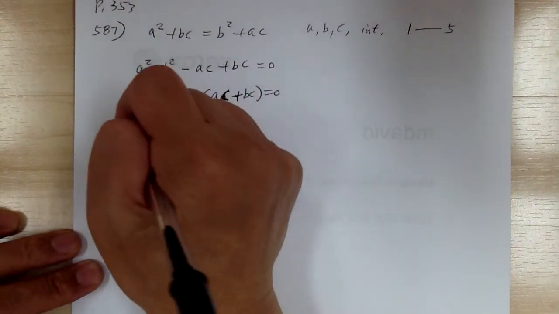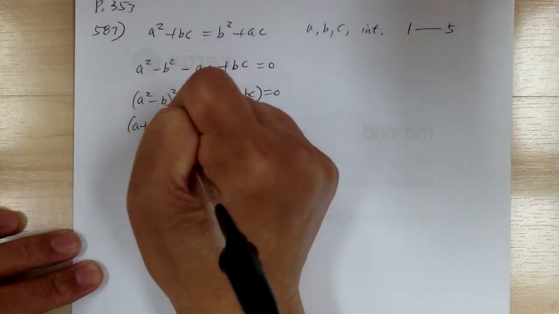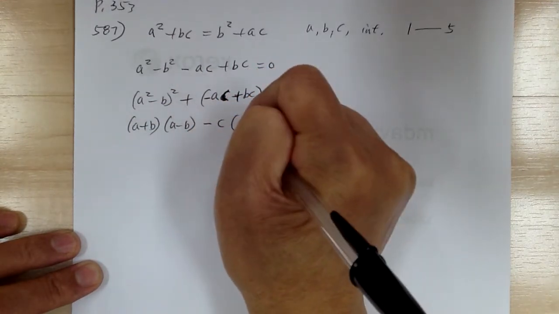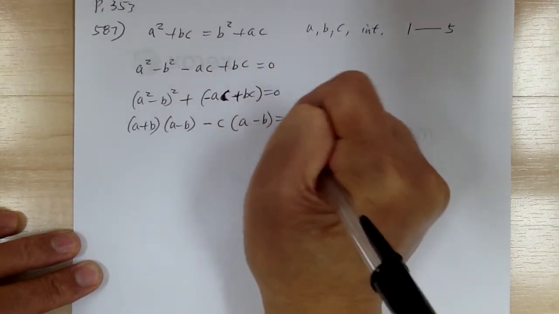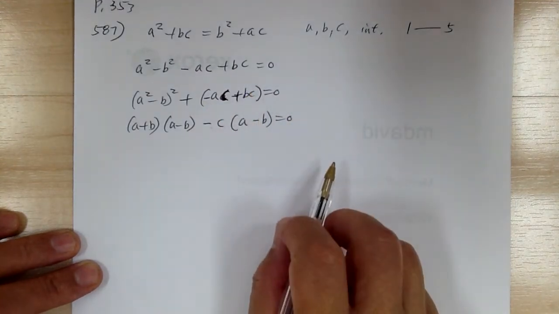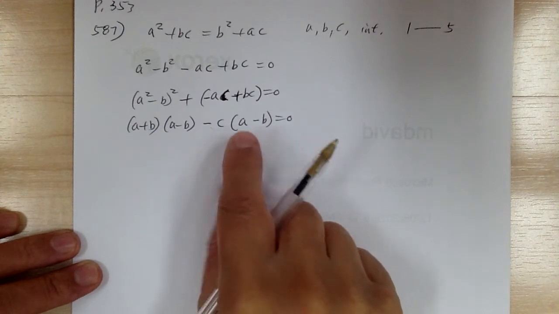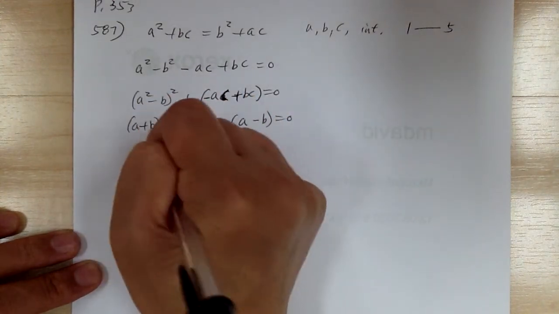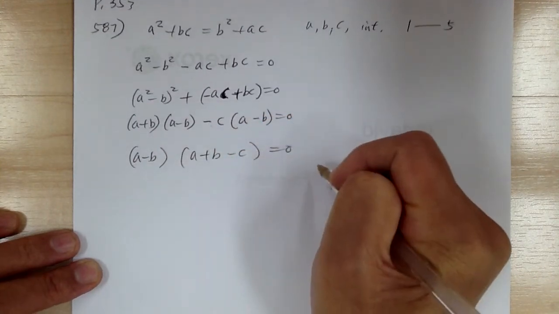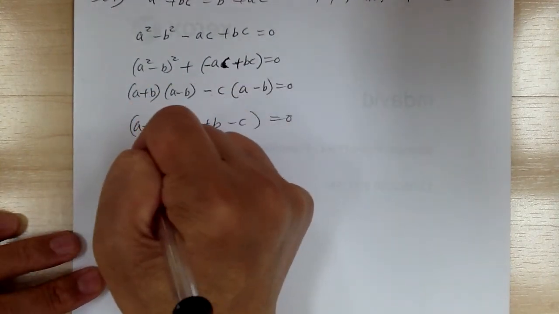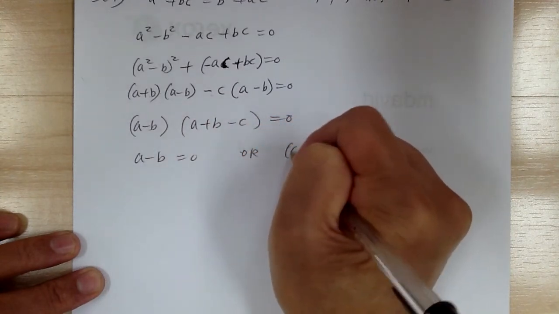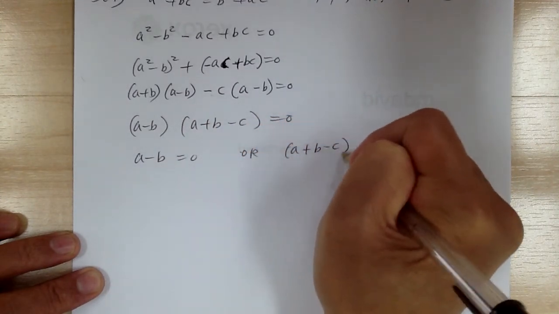So this one would be A plus B, A minus B. This one, I'm going to factor out a negative C, so I got A minus B. Double check your sign, so this gives you negative, this gives you positive. Next step is to factor out A minus B. So I got A plus B minus C equal to 0. So from here, I got A minus B equal to 0, or A plus B minus C equal to 0.